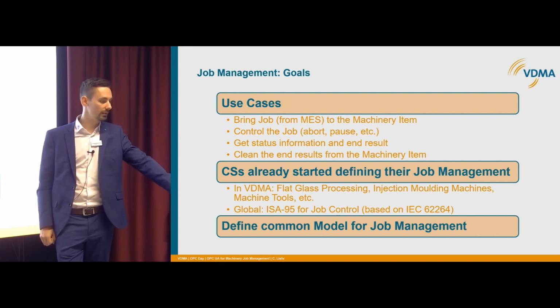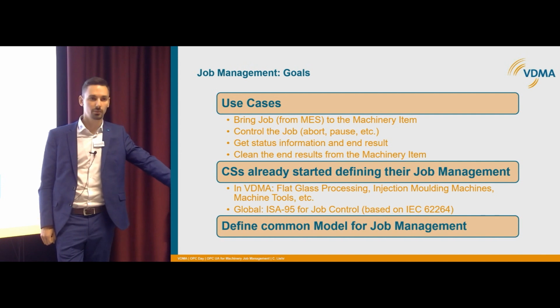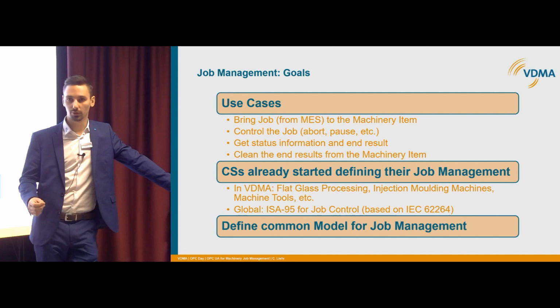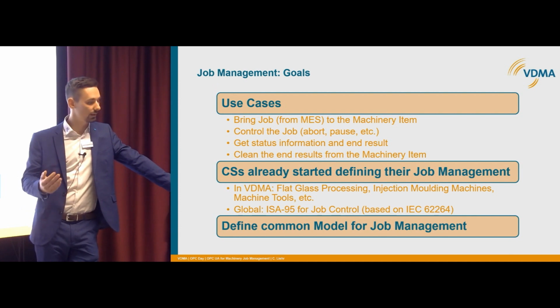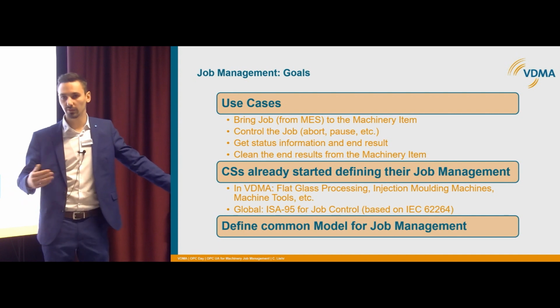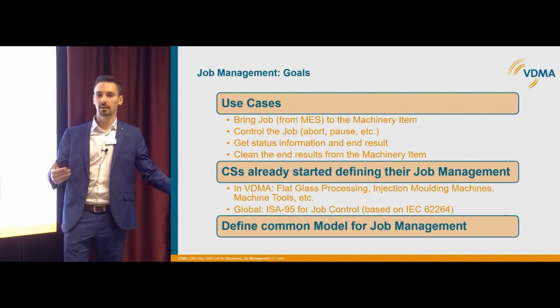And that's why we founded the collaboration working group together with the ISA 95 experts at this point. So in the end, our main goal was to define a common model for the job management that is extensible and modular. And at the same time, we wanted to care not to reinvent the wheel, but use work that has been done in other working groups.